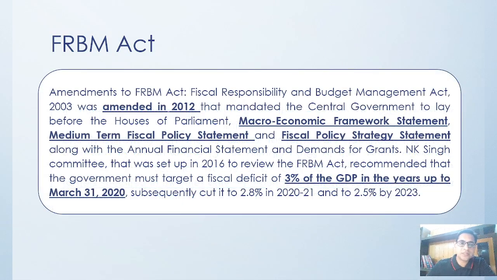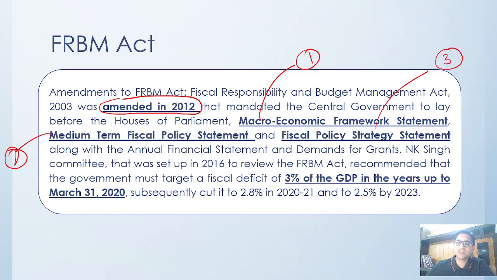Okay. So this rule was amended in 2012, where three important statements have to be laid every year by the government. What are these three important statements? First is the macroeconomic framework statement. Second one is the medium term fiscal policy statement. And third one is the fiscal policy strategy.